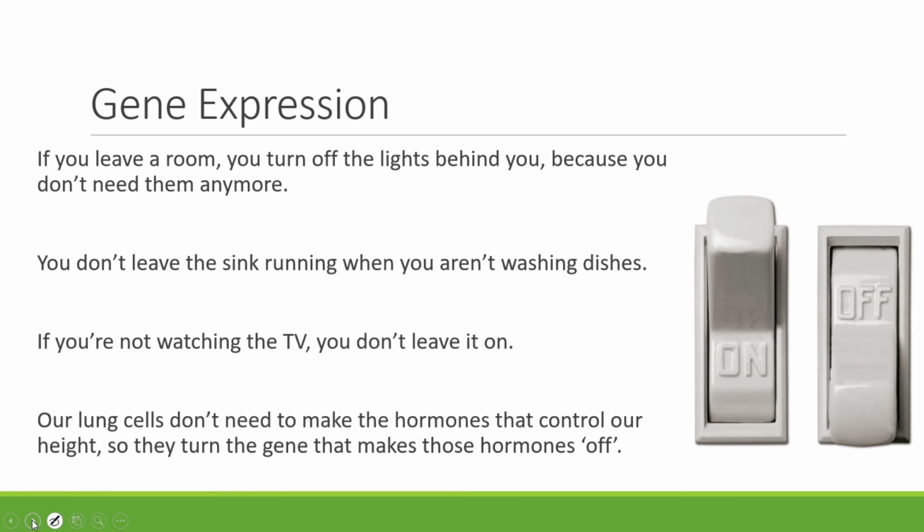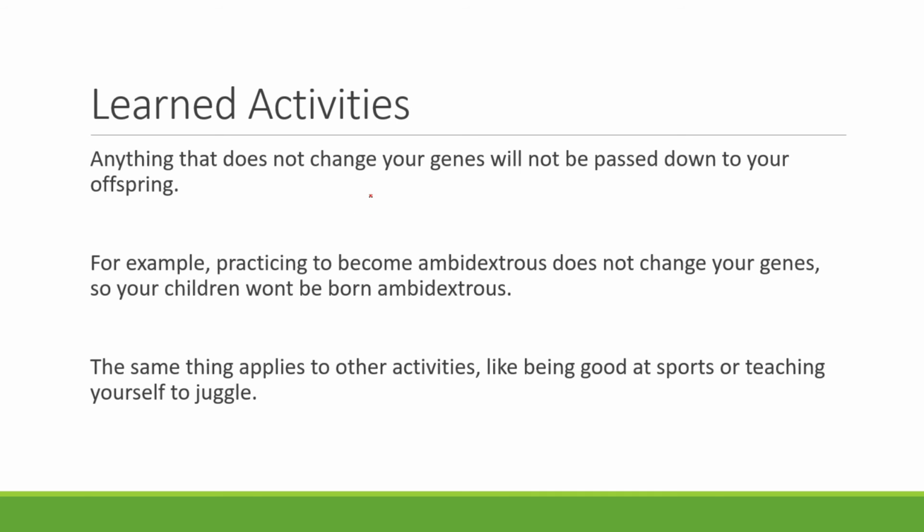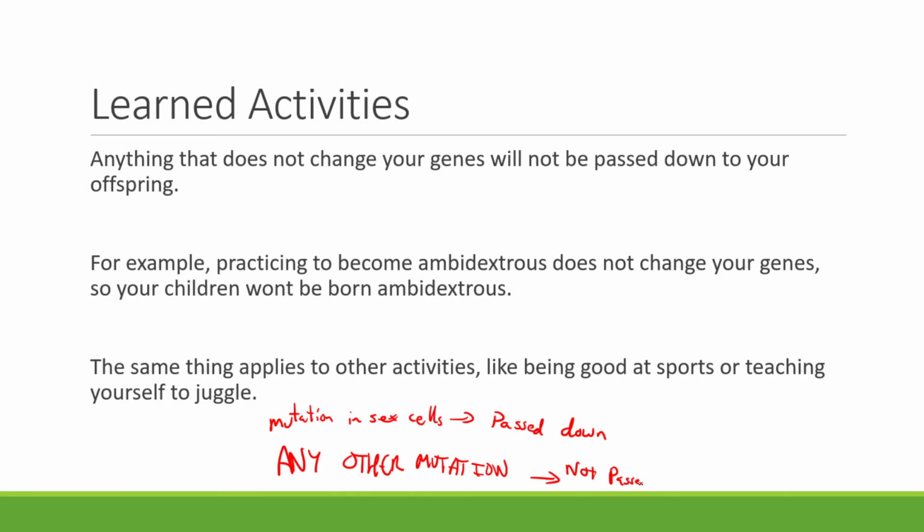Anything that affects your genes that isn't in a gamete won't get passed down. If you have a mutation in your sex cells, that will get passed down. But any other mutation is not passed down. No matter what that mutation is, if it does not end up in a gamete, it will not be passed down to your children. Only mutations in sex cells get passed down. Nothing that you learn will get passed down, because those things don't get encoded into your DNA.